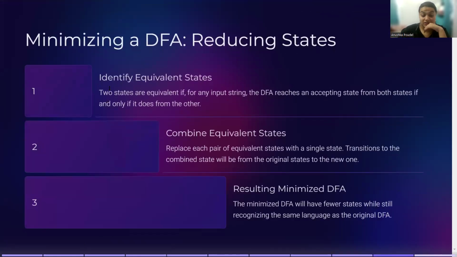Minimizing a DFA, reducing states. Identify equivalent states. Two states are equivalent if, for any input string, the DFA reaches an accepting state from both states, if and only if it does so from the other. So equivalent states can be understood by this. Combine equivalent states. Replace each pair of equivalent states with a single state. Transitions to the combined state will come from the original states to the new one, resulting in a minimized DFA. The minimized DFA will have fewer states, and will still recognize the same language as the original.